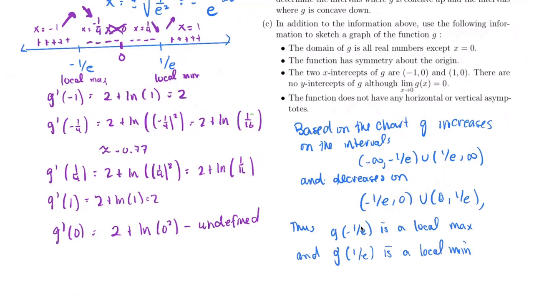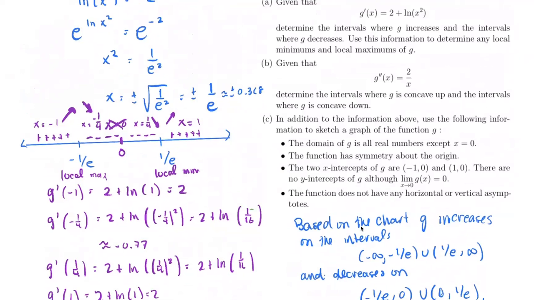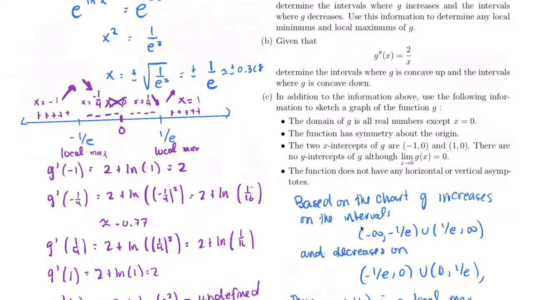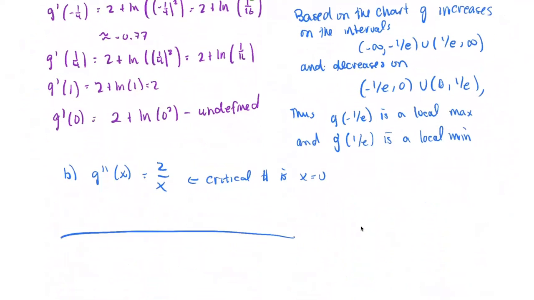All right, for the second part, let's do concavity. So you can probably guess that it's going to be concave down and concave up, but let's do part B. One of the reasons I like part B is that it already gives you the second derivative as 2 over x. So you can already see that the critical number here is x equals 0.